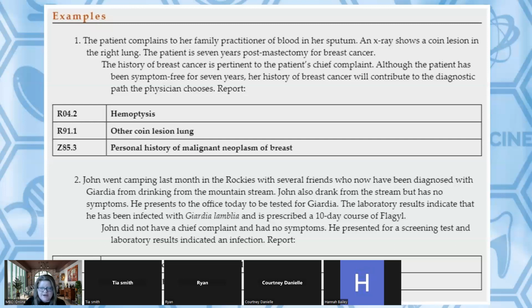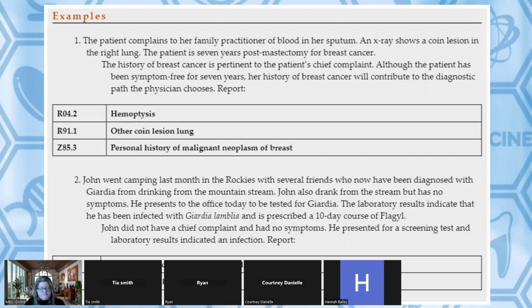So they did an x-ray and it showed a coin lesion in her right lung. So coin lesion lung. You would start with lesion and go from there. Okay, get more specific. You would eventually get to code R91.1. And those would be the only two diagnosis codes you would need, except for the history, right? You got a Z code in there because she had a history of cancer. So your personal history of malignant neoplasm of the breast is going to be a Z85.3.